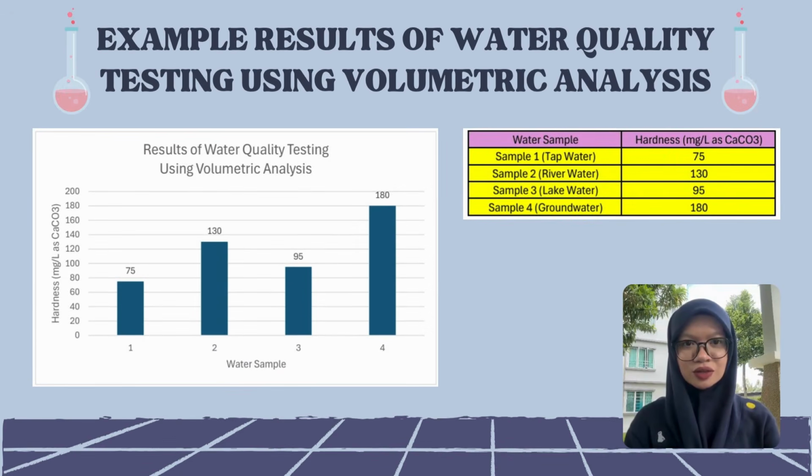From the bar chart included, it shows an example of water hardness measured by volumetric analysis using EDTA titration. So, 4 different water samples were analyzed. The first one is sample A, which is tap water, has the lowest hardness of about 75 mg per liter.